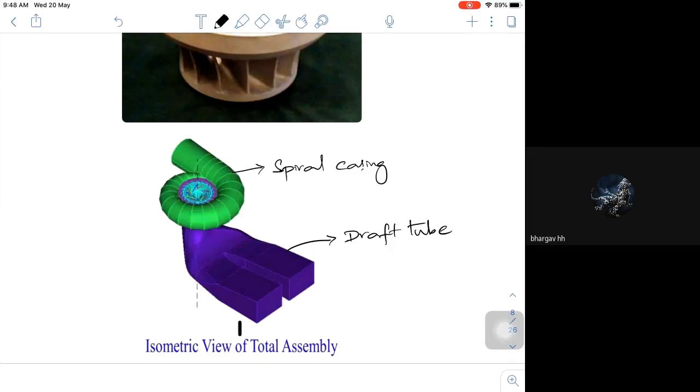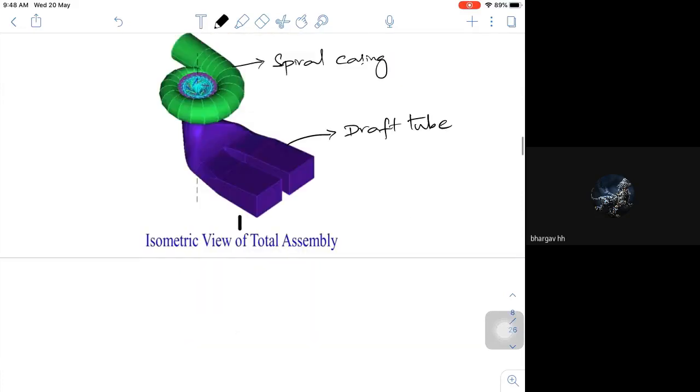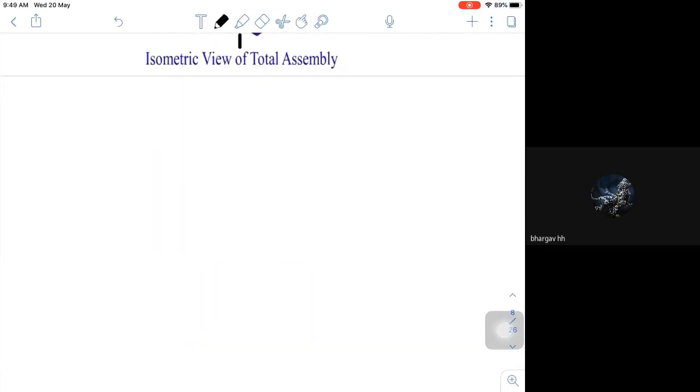Now the next thing we have to look at is the construction. The construction is so simple. We have a scroll casing, which is spiral in nature. We have guide vanes and the runner, and the water can enter radially or in a mixed manner. It is neither purely radial nor axial, and the axis is exactly vertical. That is the main construction of the Francis turbine.